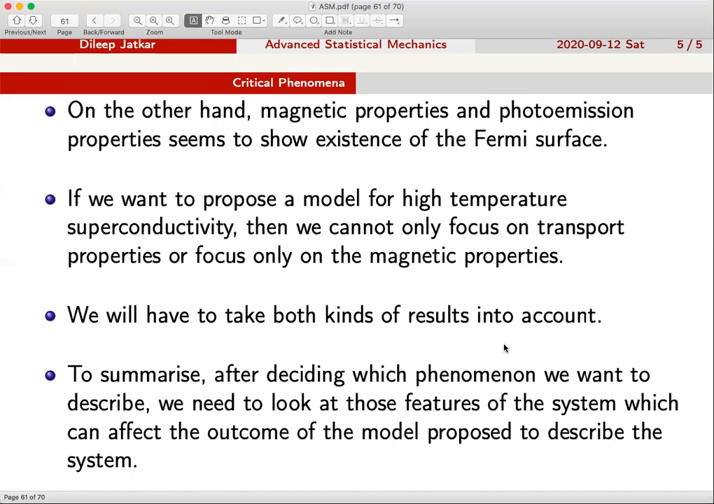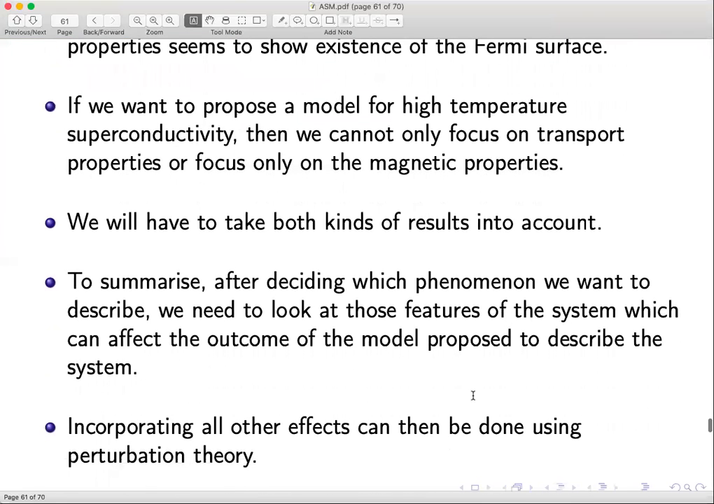So to summarize, after deciding which phenomena we want to describe, we need to look at those features of the system which can affect the outcome of the model proposed to describe the system. So that is the essence of how you do modeling for such dirty systems. Dirty in the sense that there exist several phenomena occurring simultaneously in the system, but you want to focus on only one of them as a primary phenomenon that you want to explain first, and all other effects would be explained later.